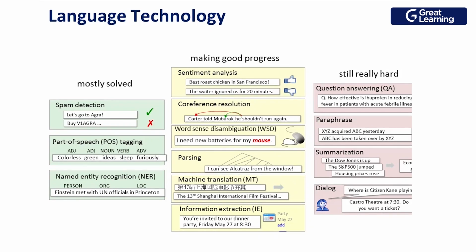Then there are systems which build on top of part of speech tagging, called named entity recognition systems. These try to figure out named entities. Now, what are named entities? Real world objects, things like persons, organizations, locations. For example, Einstein met the UN officials in Princeton. Einstein is a person, UN is an organization, the United Nations, and Princeton is a location. These systems are reasonably good, about 90% accurate.